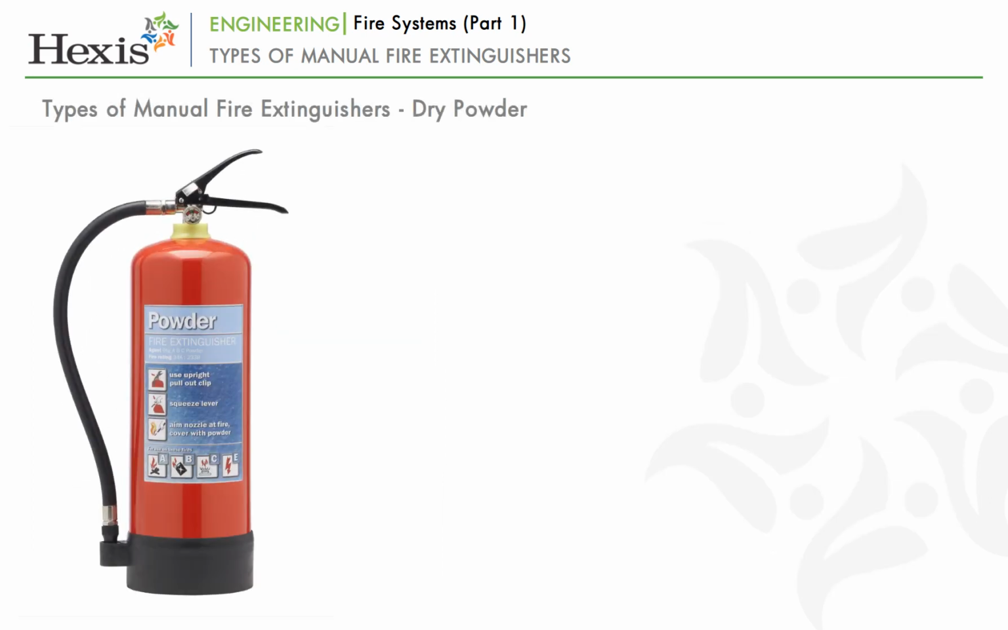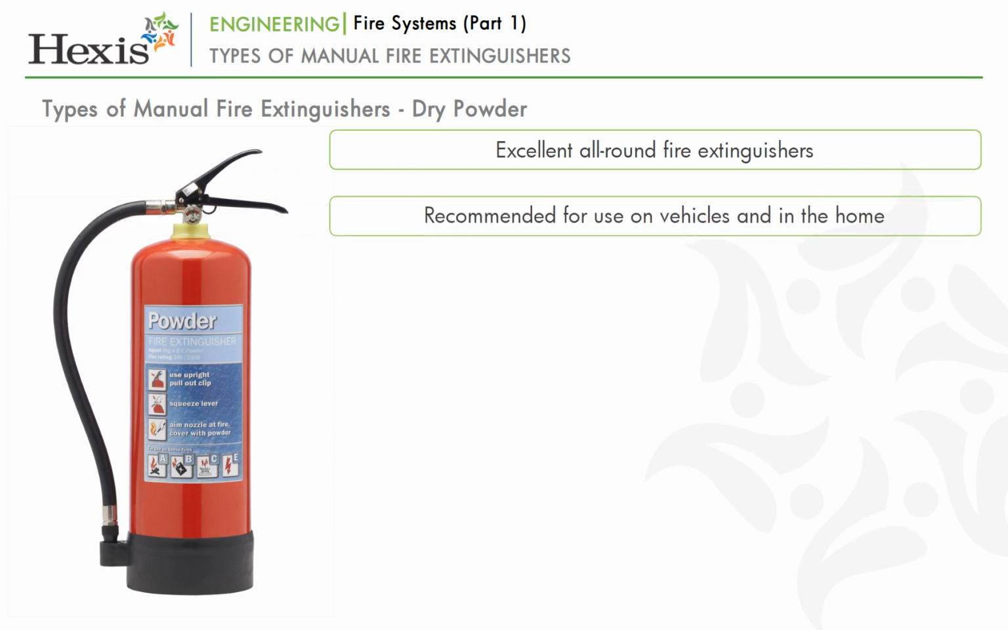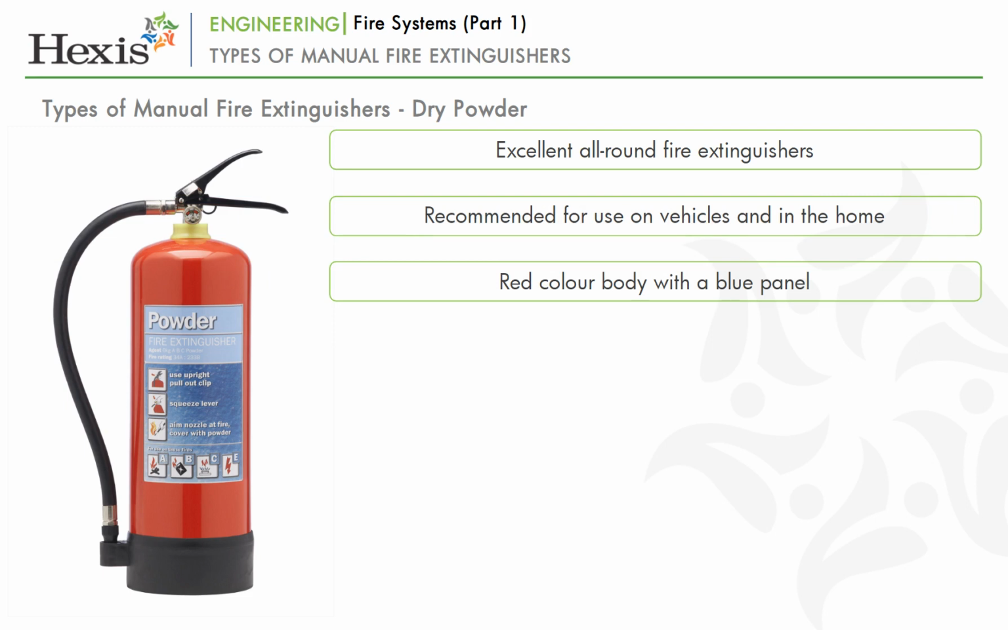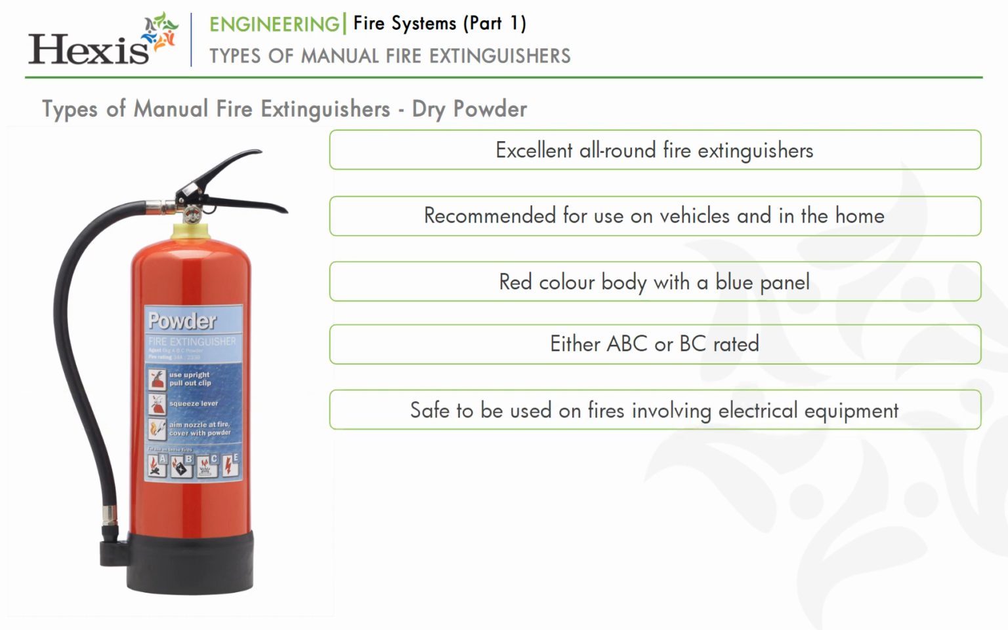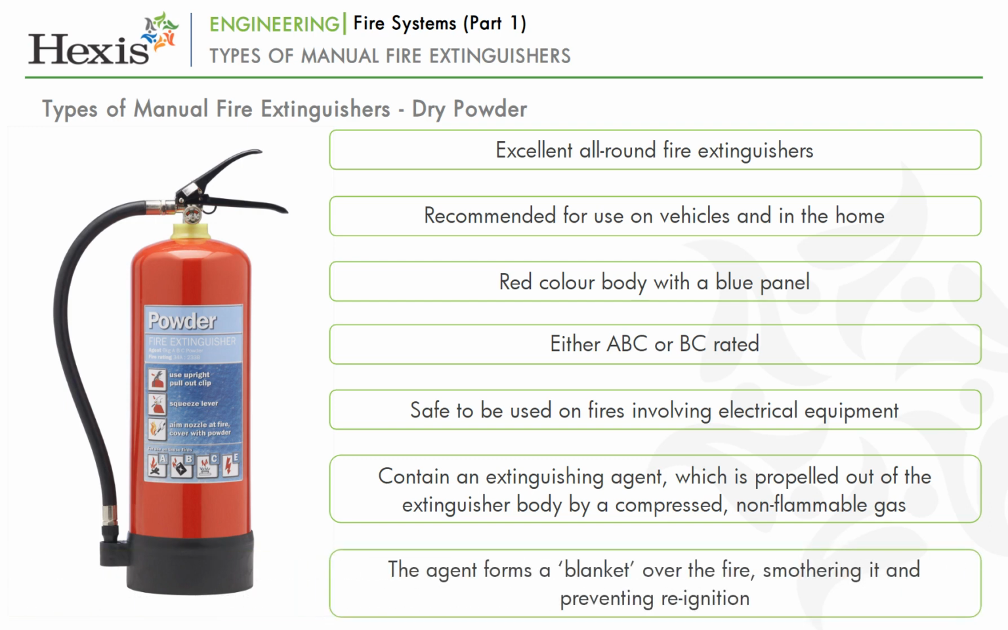Dry powder fire extinguishers are excellent all-round fire extinguishers often recommended for use on vehicles and in the home. All powder fire extinguishers are red with a blue panel, are either ABC or BC rated, and are safe to be used on fires involving electrical equipment. Dry powder fire extinguishers contain an extinguishing agent which is propelled out of the extinguisher body by a compressed, non-flammable gas. The agent forms a blanket over the fire, smothering it and preventing reignition. All used powder residue must be cleaned away and properly disposed of once the fire is extinguished.